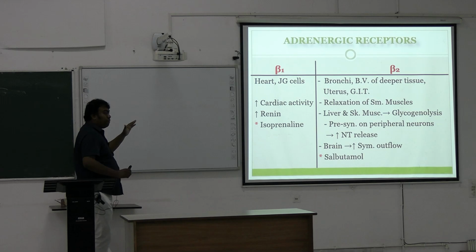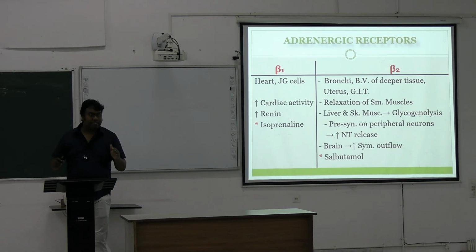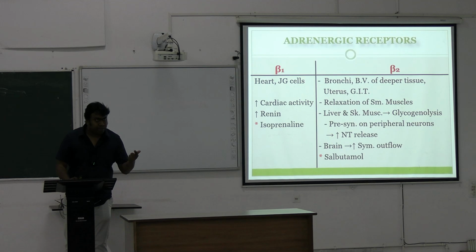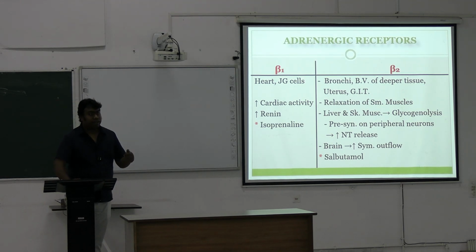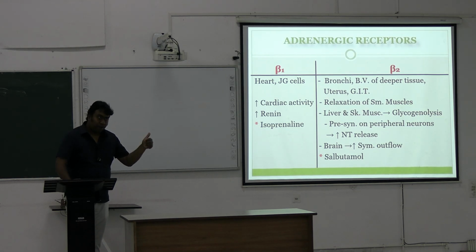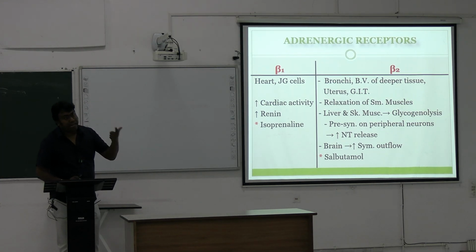Now beta 2. Beta 2 is present in the smooth muscles. Where are the smooth muscles? The tracheobronchial tree, and the blood vessel smooth muscle in deeper tissue. If it is peripheral, more superficial, they are alpha 1. So the smooth muscle of blood vessel receptors are alpha 1 and beta 2. Alpha 1 causes vasoconstriction, whereas beta 2 causes vasodilatation.